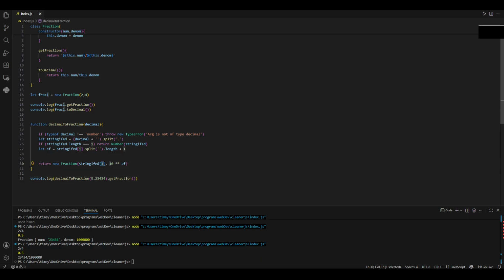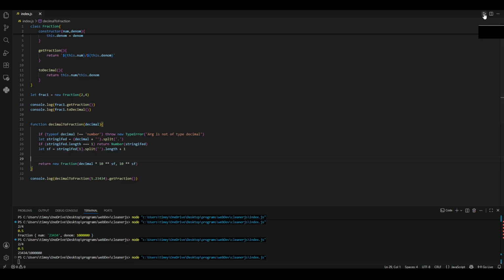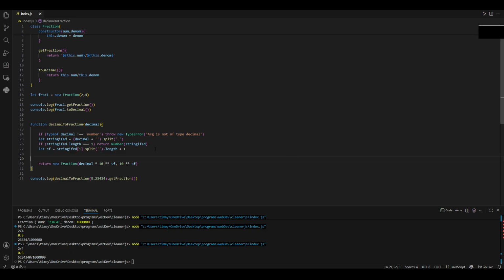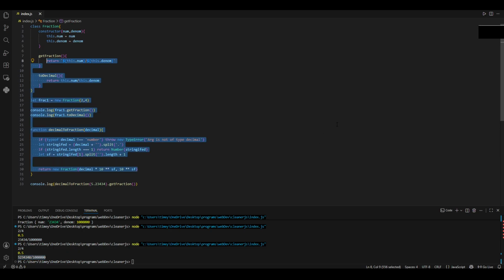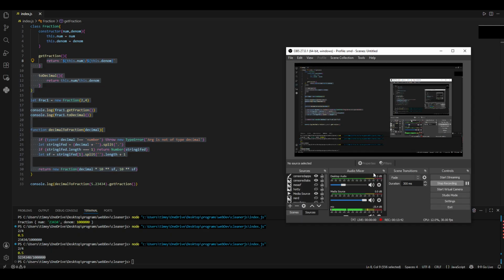Oh, actually, I forgot something. There it is. So that is not simplified. I mean, those are both even numbers, so you can just... I mean, they're both powers of 10, so you can just right away divide it by 10. But, you know, that is a simple fraction to decimal and decimal to fraction converter.